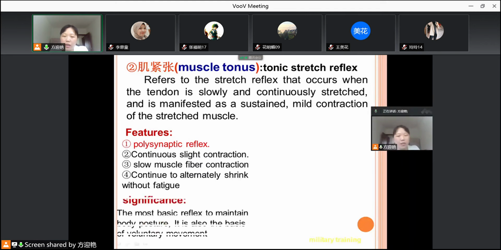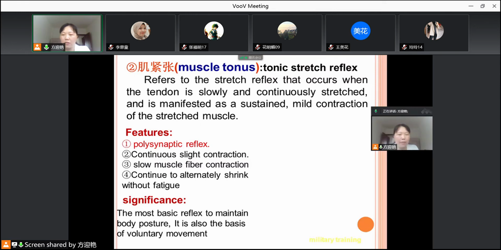It is a continuous, slight contraction of a small number of muscle fibers, which can continue for the athlete's strengthening without fatigue. This is majorly its physical meaning. It is the most basic reflex to maintain the body's posture. Like when we sit here, we should keep this posture a long time. This is majorly done by the muscle tonus, and it is also based on voluntary movement.